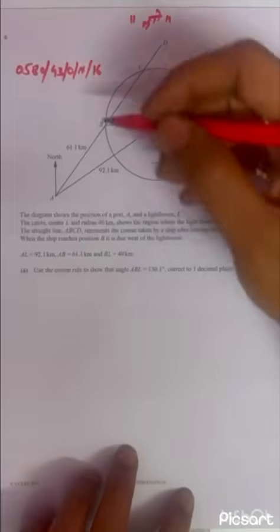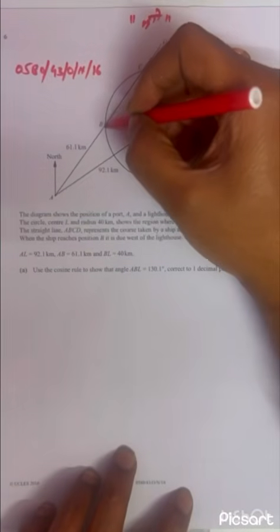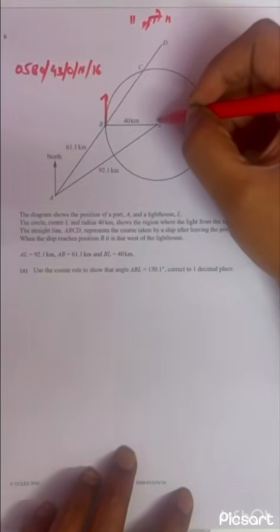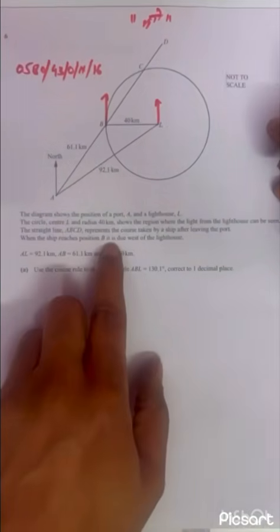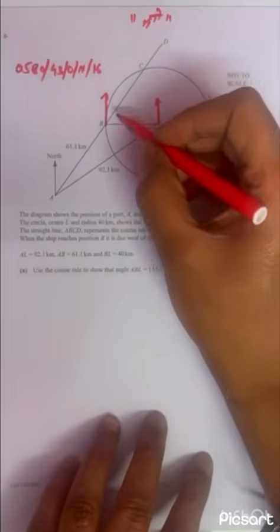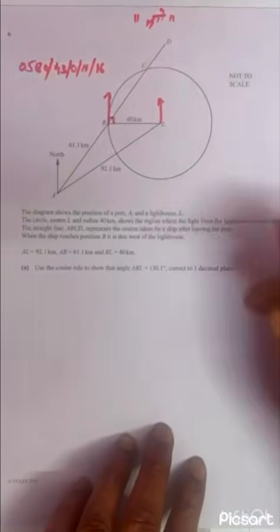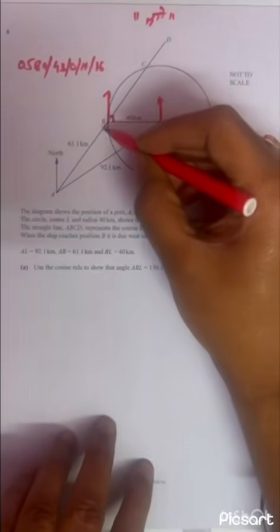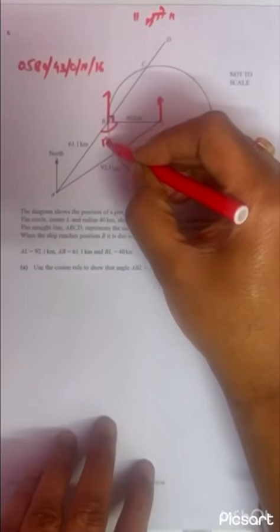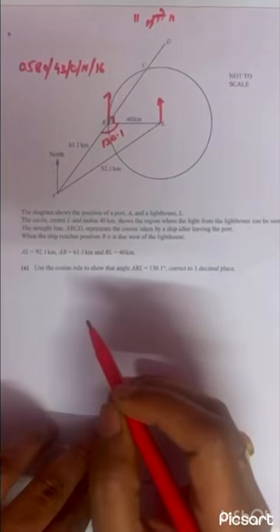So first of all, I'll make the bearing. It would be this for B and it will be for L. Since it's mentioned B is due west of the lighthouse, it means that if this is north, this would be west. So obviously it will be 90 degrees. This is the first thing we know. Now in part A, it says use the cosine rule to show that angle ABL is 130.1. So I need to show that this angle is 130.1. I'll simply use the cosine rule.